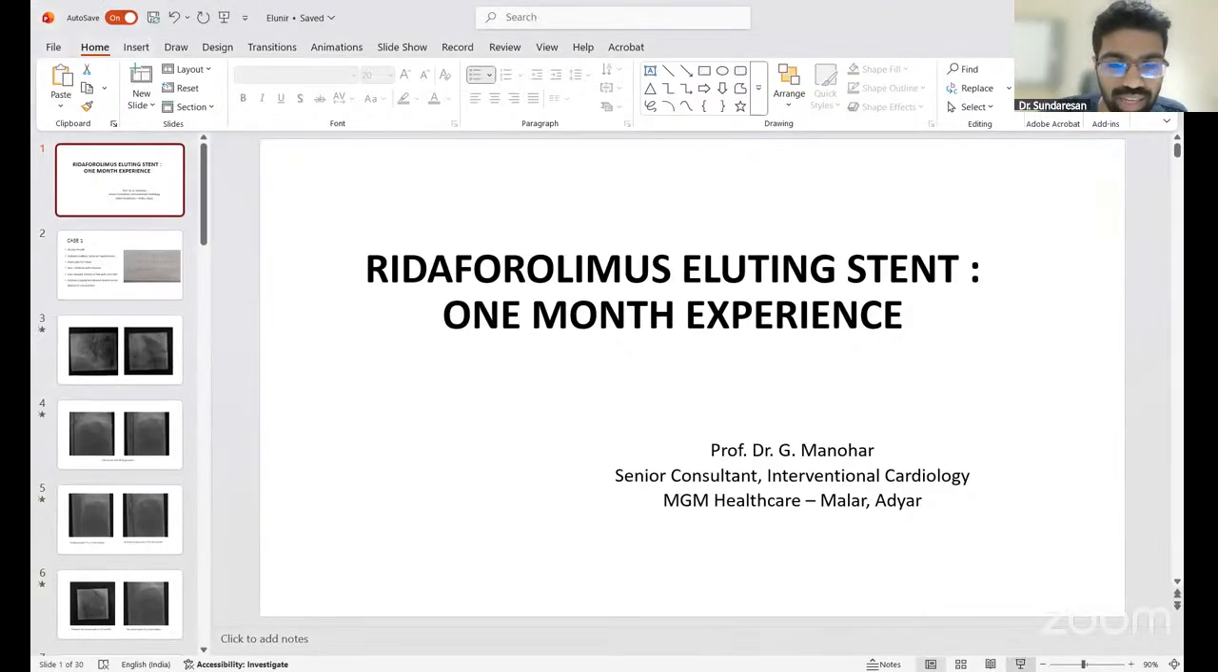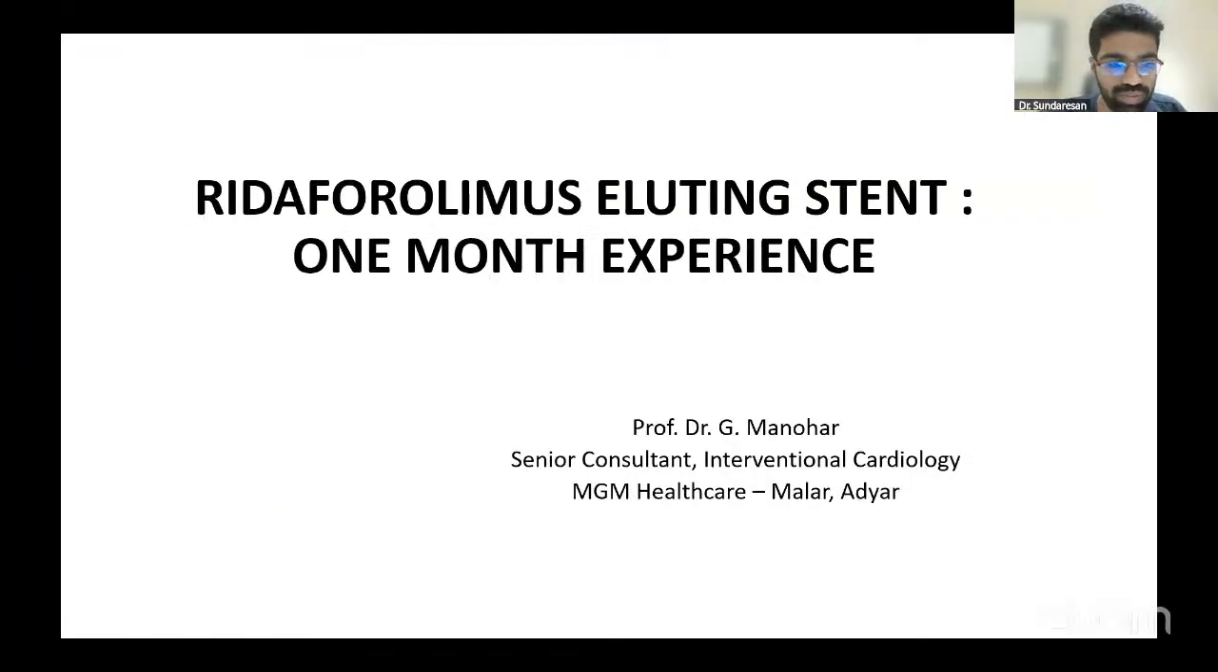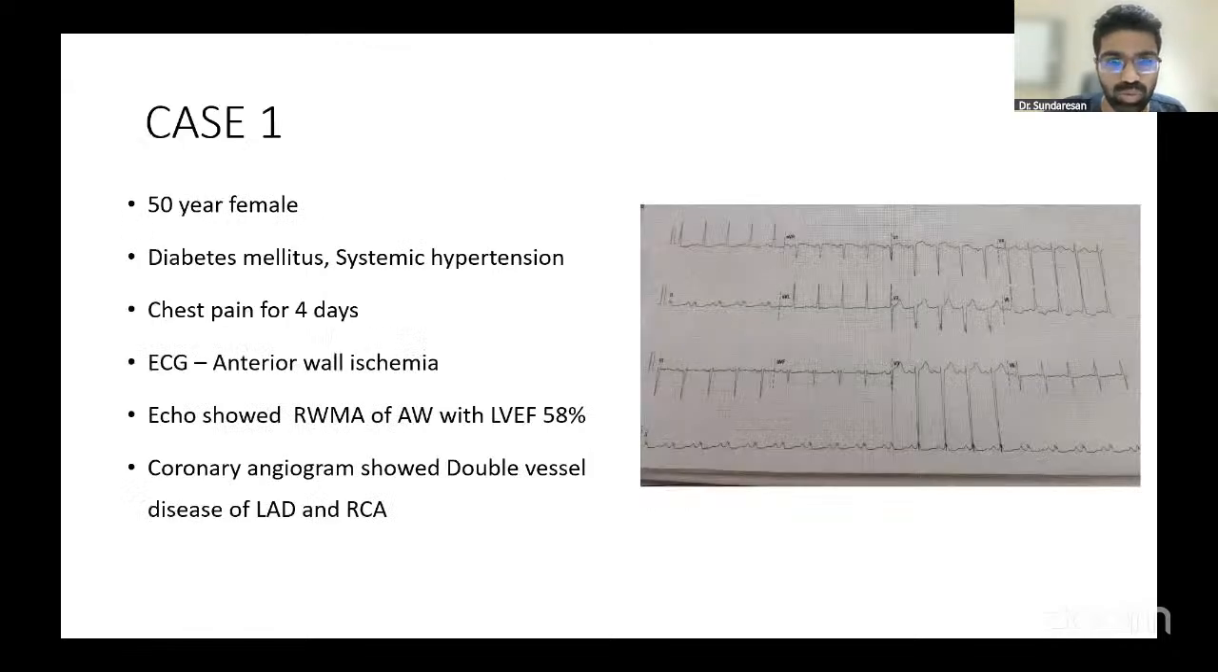I thank Professor Dr. Manohar, sir, for allowing me to present this. Sir is the head of the department in MGM Healthcare. We have had this stent for the past 1 month in our center, and this is our experience with the Elinor Pearl drug-eluting stent. I'm just going through a series of cases that have been dealt with in our hospital.